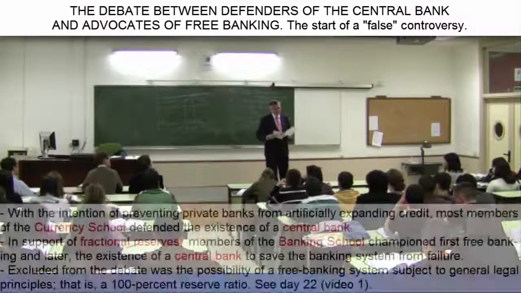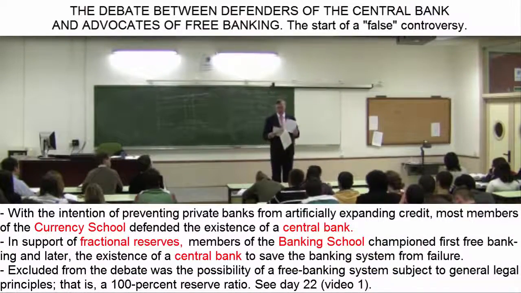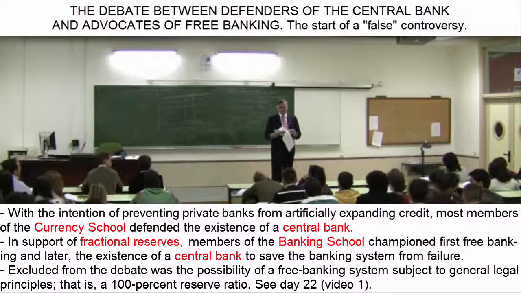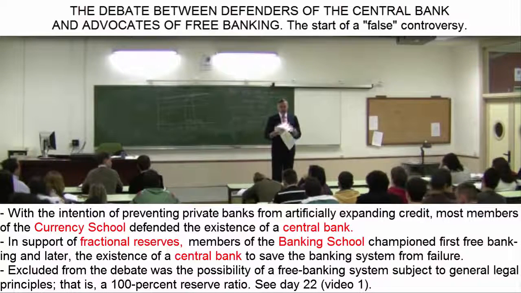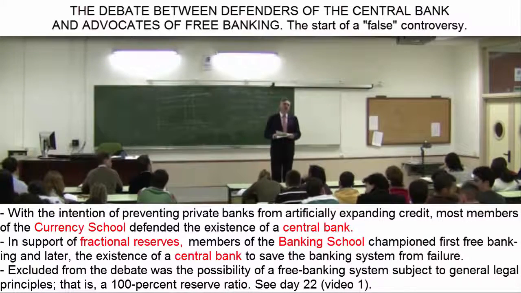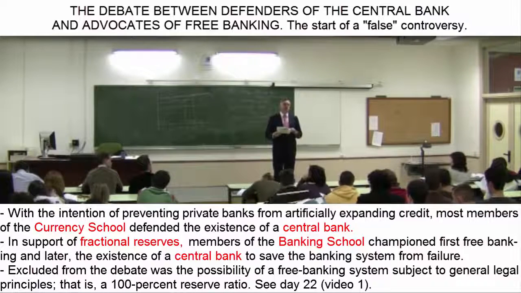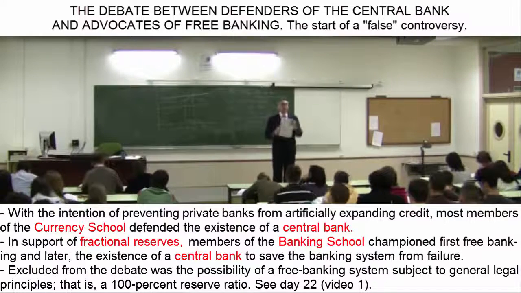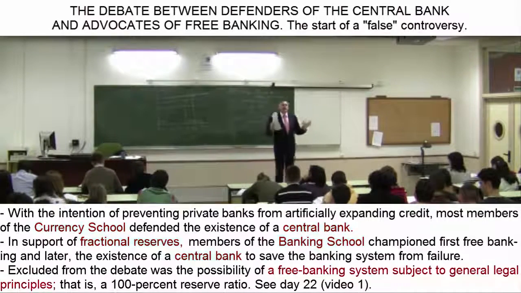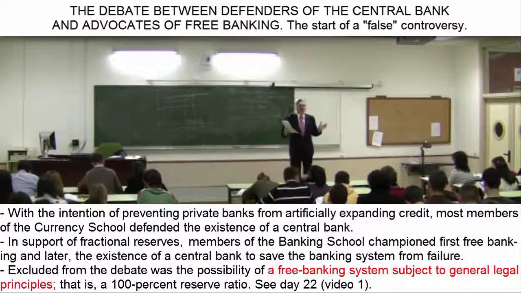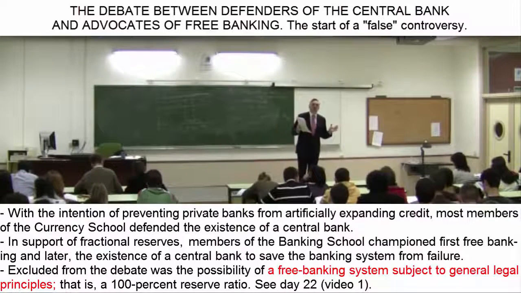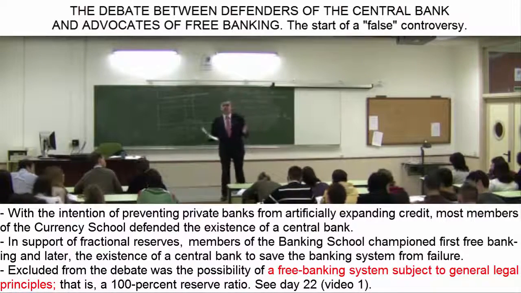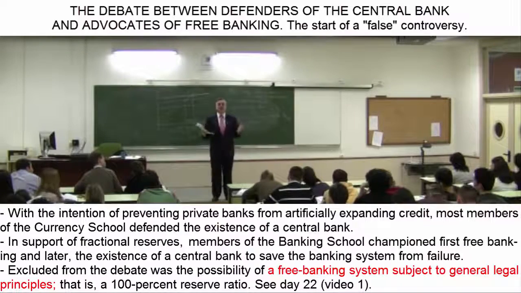But the important thing to remember is that in the end, a false debate arose between the theorists of the currency school, who defended the central bank, and the theorists of the fractional reserve banking school, who defended fractional reserve banking. Ultimately, the latter realized that the central bank was enormously useful to them whenever the outlook was bad, and private banks needed to be bailed out. However, in this debate, the most significant option was overlooked, and that was a free banking system subject to general legal principles. In other words, a 100% reserve requirement, which we covered in the early chapters.